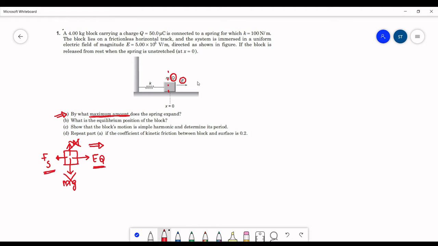When the block is at its maximum displacement, let us assume that maximum displacement as xm. At maximum displacement, the block will be at rest. It cannot move further. And at the start, its velocity is again equal to 0. So between the initial position and the final position, I am going to apply the work-energy theorem. Work done by the spring force plus work done by the electrical force will be equal to delta KE. Finally the velocity is 0 and the initial velocity is also 0, so the change in kinetic energy will be equal to 0.